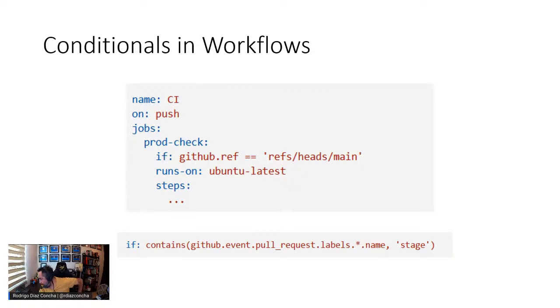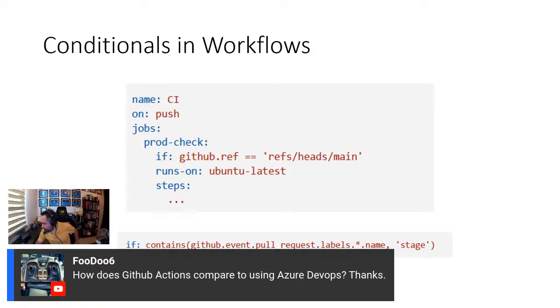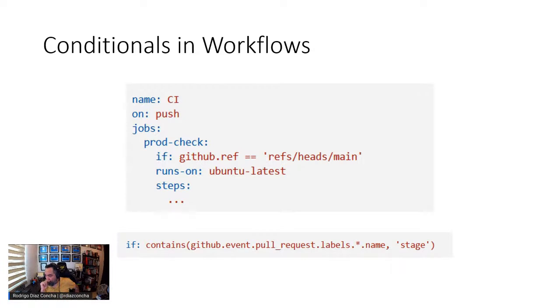There's another question: how does GitHub Actions compare to using Azure DevOps? That's a great question. GitHub Actions is more recent than Azure DevOps. Azure DevOps is the evolution of Team Foundation Server. You might remember TFS. Then it became visualstudio.com in the past, like 10 years ago, which was quite confusing, visualstudio.com.